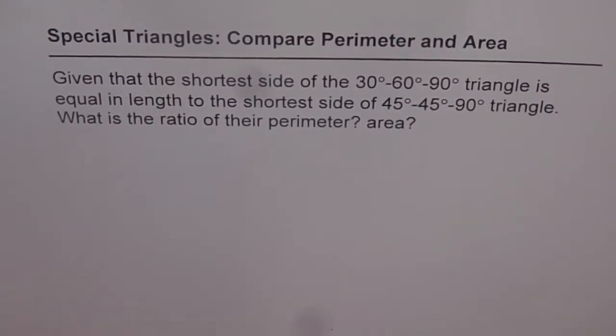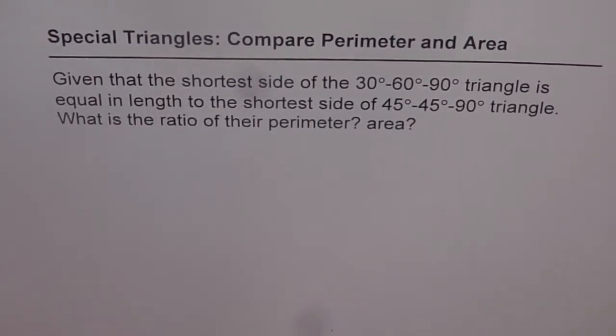Special triangles. Compare perimeter and area. Given that the shortest side of the 30, 60, 90 degrees triangle is equal in length to the shortest side of the 45, 45, 90 degrees triangle, what is the ratio of their perimeters and area?